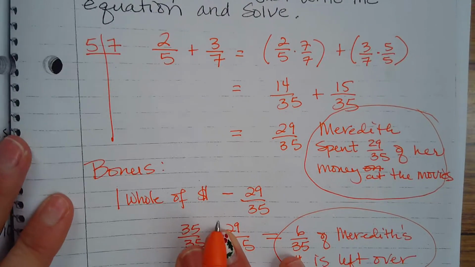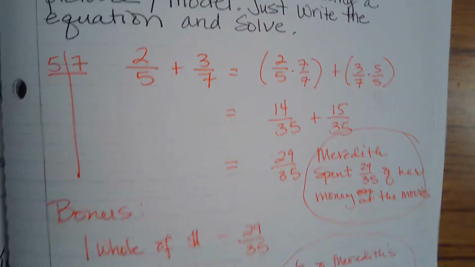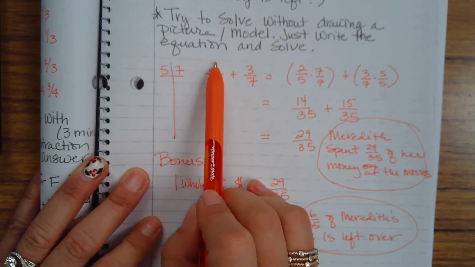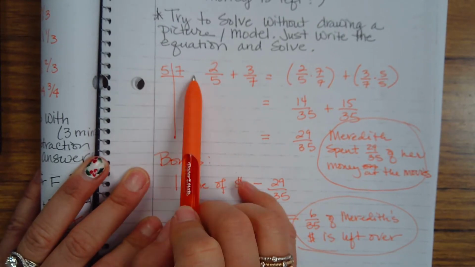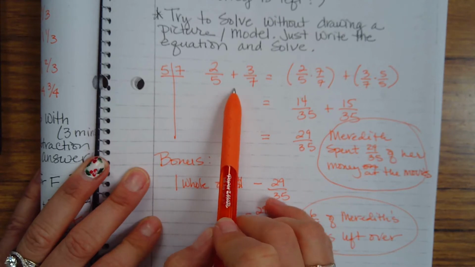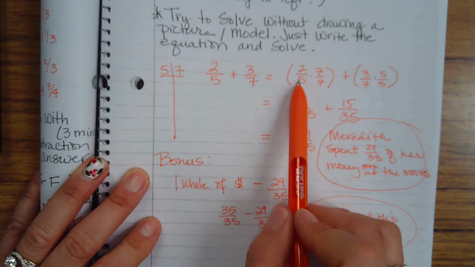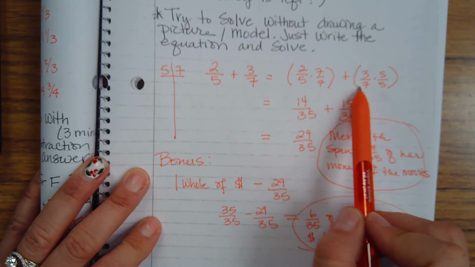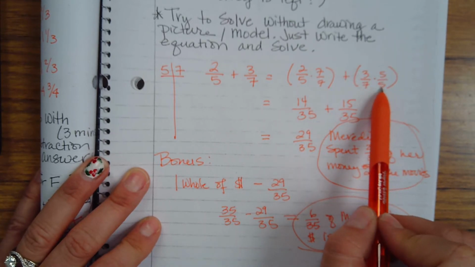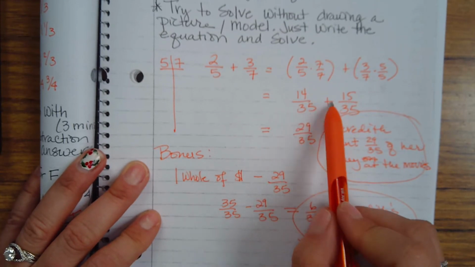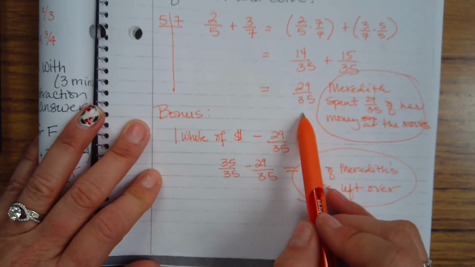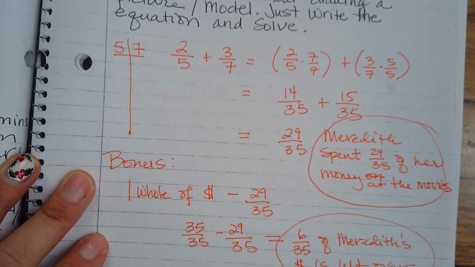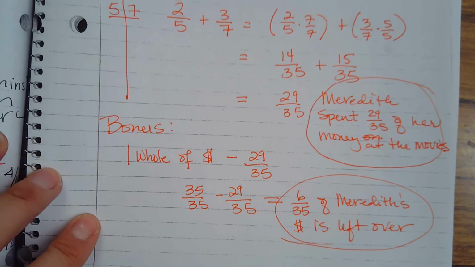Then on our application problem, it said we're just going to solve without drawing a picture. Here's my equation. Here's my scoreboard for finding my common denominator. Here is 2/5, and I'm going to multiply the top and bottom by 7, plus 3/7. I'm going to multiply the top and bottom by 5. So 14/35 plus 15/35 is 29/35. Meredith spent 29/35 of her money at the movies.